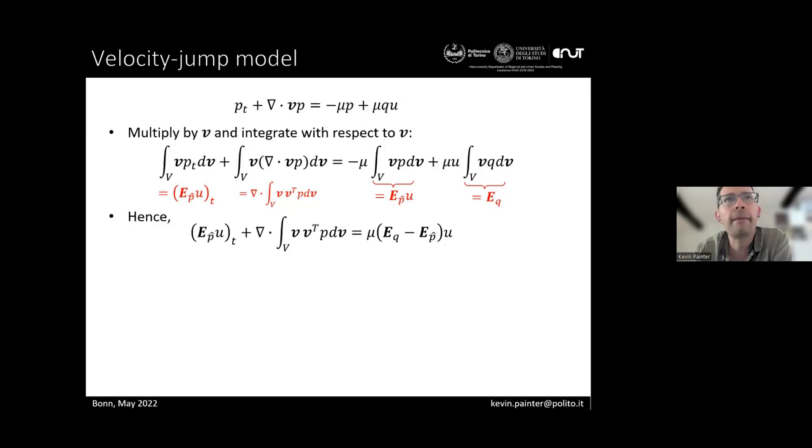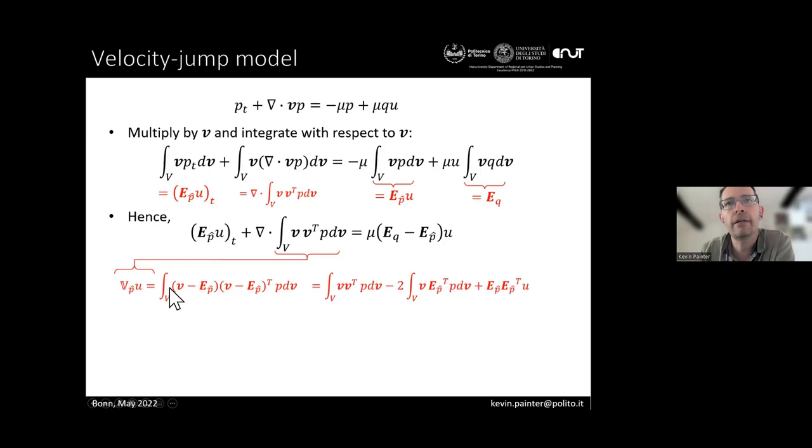That gives us an equation of this form here. And we can still do a little bit of further work. We've got this second term here on the left-hand side, and we can do a little bit of work on it. So we're going to reformulate this, and the way we can do that is to go back to the variance of p hat. If we take the variance of p hat and multiply that by u, then that is given by this integral there.